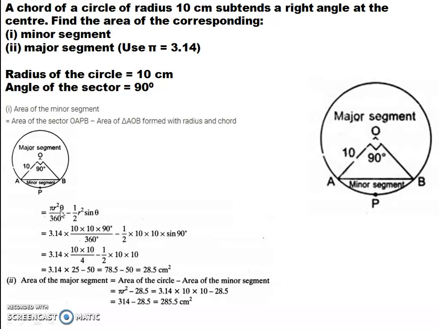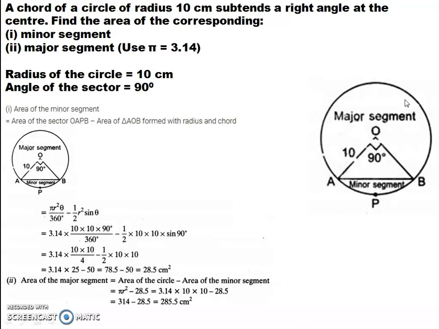Pi r square into theta by 360. What is that? It is the area of the minor sector. So, area of the sector minus area of the triangle. Substituting the values, you will get 28.5 centimeter square. So, you got the area of this minor segment.